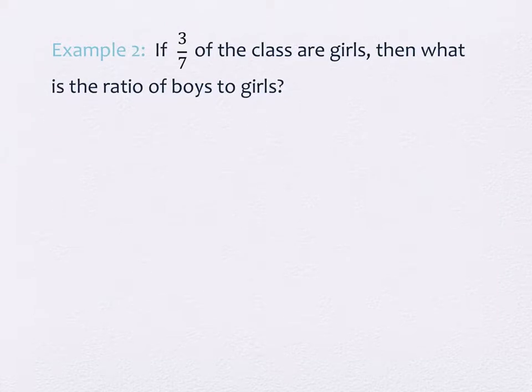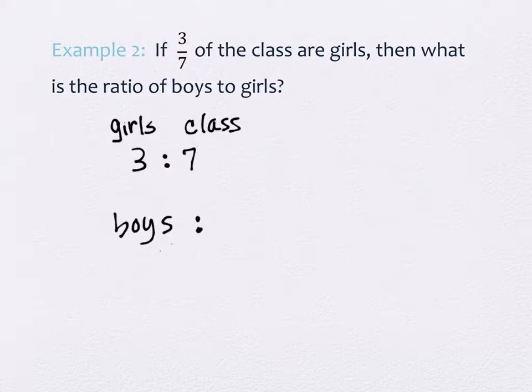We can also go the other direction. If 3/7 of the class are girls, then what is the ratio of boys to girls? Again, if I can identify the correspondence, it makes it easier. This is girls compared to the class, 3 to 7. What would I do to get boys compared to girls? Yeah, I would get 4. So this would be 4 for boys, but it's not 4 to 7, it'd be 4 to 3. Boys 4 compared to girls 3. Look good? Awesome.